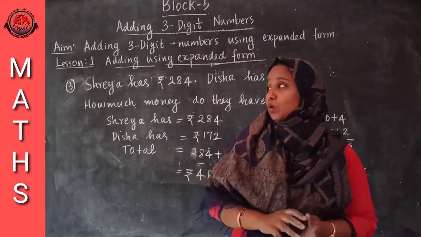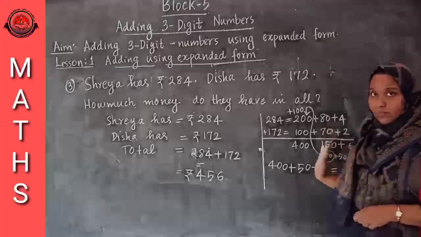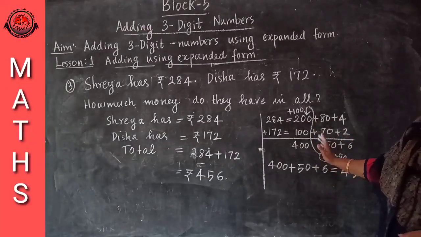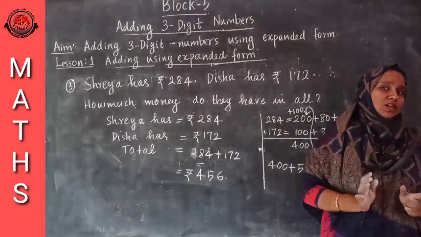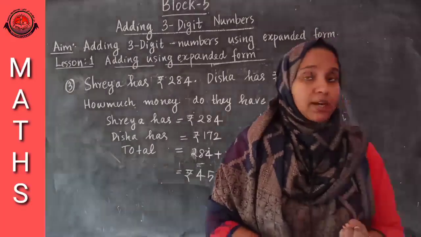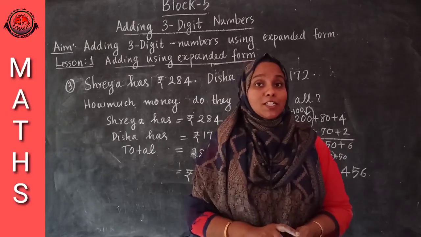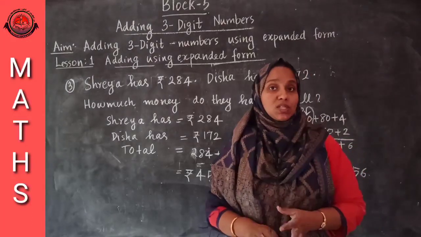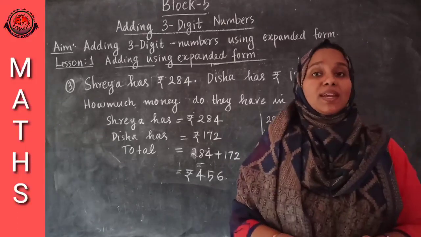Then children, the expanded form method is time consuming, because first we have to expand the number, then we have to add the number, regroup. If 100 comes here, then we have to regroup. So it's time consuming, it's not faster. So we have another method that is simpler and faster. What is that? That is the column method. How to add 2 3-digit numbers using a column method, that we can discuss in our next class.